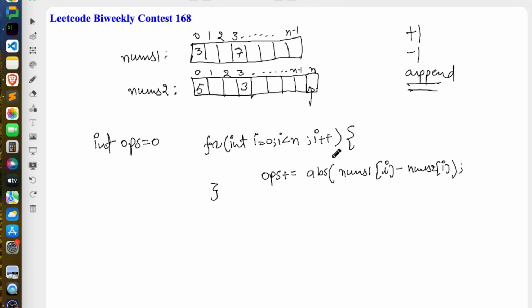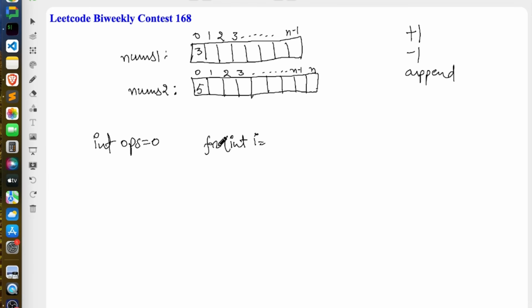So using this concept, we have successfully converted the first n numbers to nums2. But now we will think about how to optimally choose an operation for the last number of nums2, right? Let's see what we can do. Let me remove this part. I hope you understand this.